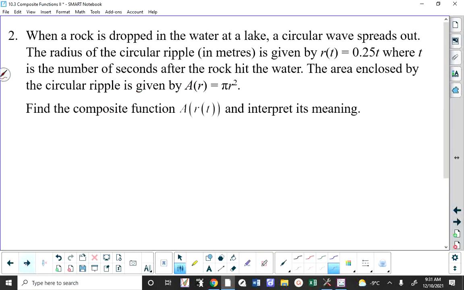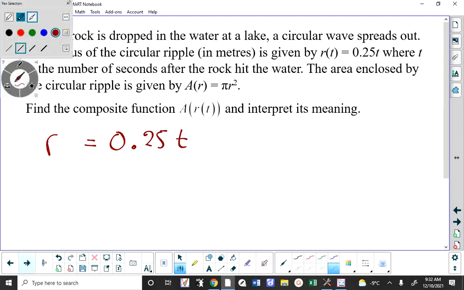All right. So the next question is an application of operations of functions and composites of functions. And it gets a little more difficult here because we're not just dealing with x and y. We're actually dealing with a number of different variables. So when you take a look at your first equation here, you're told that when you drop a rock in the water, you create a circular ripple, and those ripples move outwards. Okay? And as a result of them moving outwards, you're told that the radius of the circular ripple can always be found by taking 0.25 times the time in seconds.